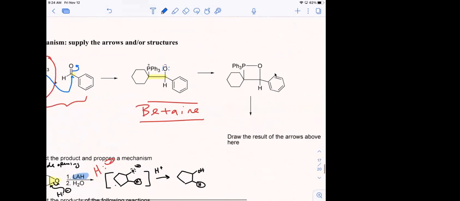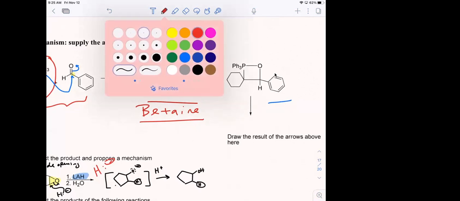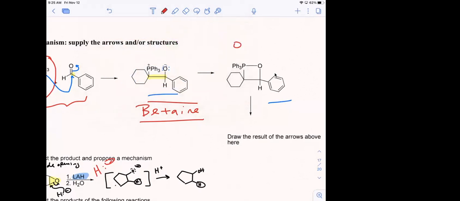And then how do I get from here to here? This is another intermediate. Do you have to do a proton transfer? No, look at what happened. There's no protons that move, but I have a bond between phosphorus and oxygen on the right side of the arrow that I didn't have on the other side. So let's think about what happened. How did I do that? I got a negatively charged oxygen and I have a positively charged phosphorus.